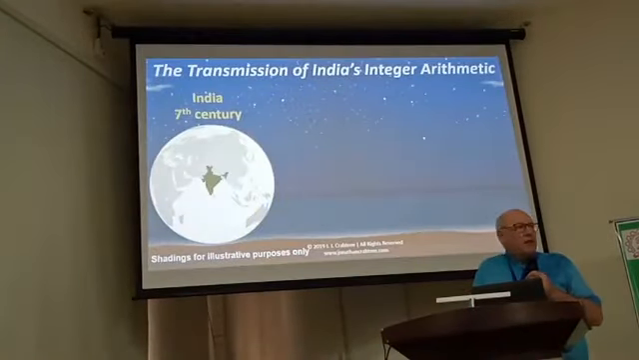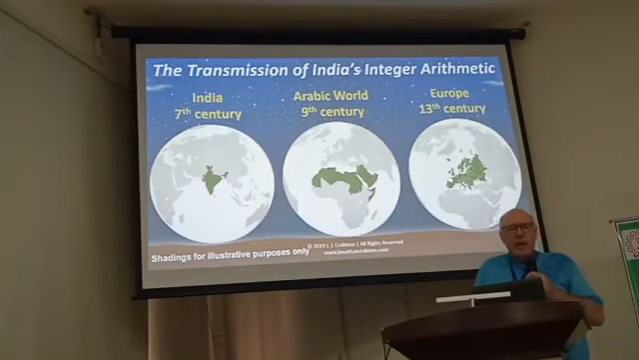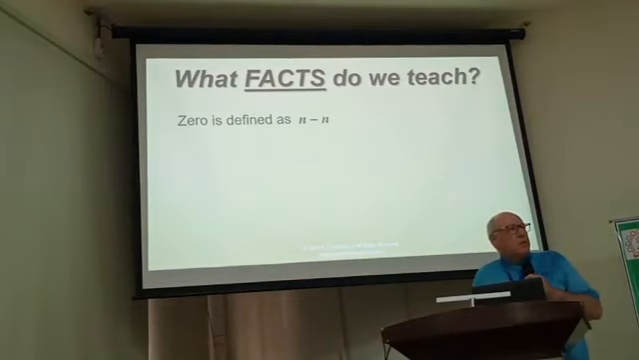So it started off in India in the 7th century, travelled into the Arabic world in the 9th century, and was introduced into Europe the second time through Fibonacci in the 13th century. I say the second time because the first time it came, zero basically did not even come over for the trip. So what facts do we teach?